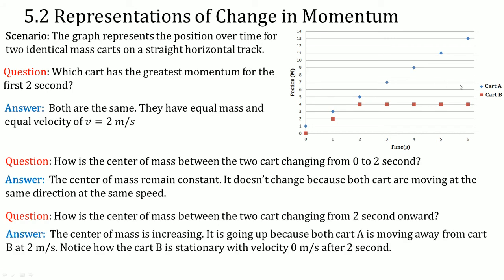This tells us the answer. The center of mass is increasing. It is going up because cart A is moving further at 2 meters per second, but cart B is stationary with a velocity of 0 meters per second after 2 seconds. So the distance between them is growing because cart A has a constant velocity. So the distance between them is increasing. There you go.